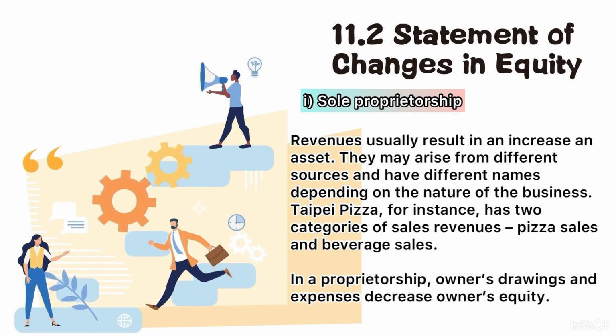Revenues usually result in an increase in assets. They may arise from different sources and have different names depending on the nature of the business. Taipei Pizza, for instance, has two categories of sales revenues: pizza sales and beverage sales. In a proprietorship, owner's drawings and expenses decrease owner's equity.